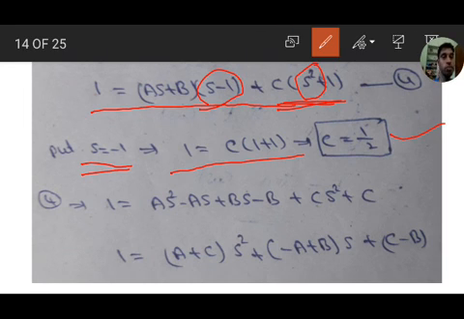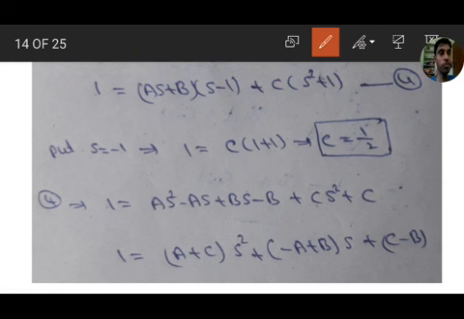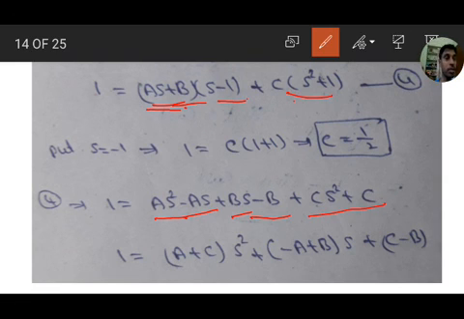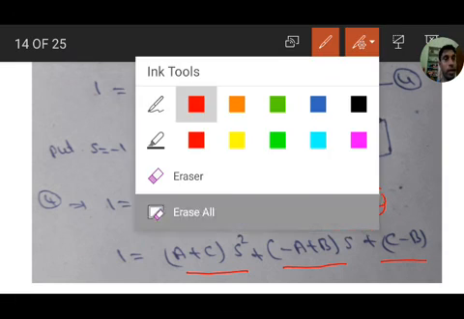So from equation 4, on simplification: As into s is As square, As into minus 1 is minus A s, B into s is Bs, B into minus 1 is minus B, Cs square plus C. So s square terms: A plus C into s square, and s terms: minus A plus B into s, and constant: C minus B. So 1 equal to A plus C into s square, plus B minus A into s, plus C minus B. Now we have to compare the coefficients.